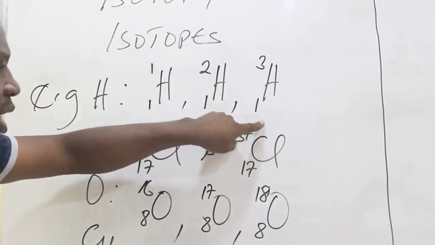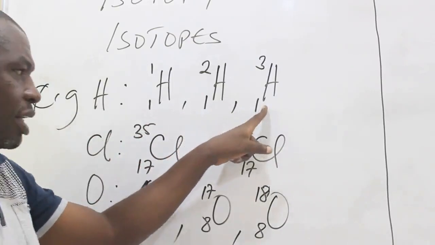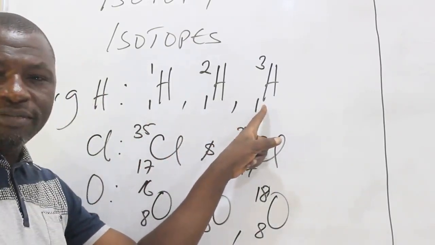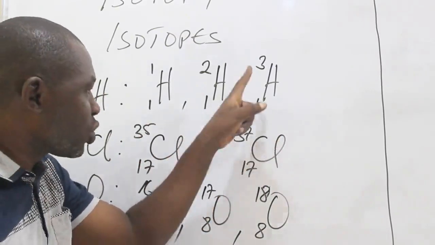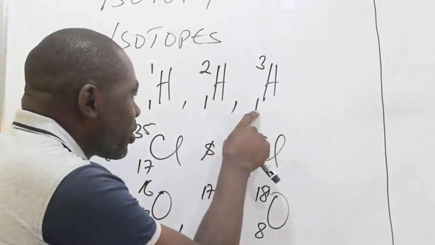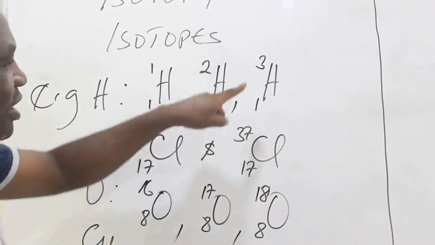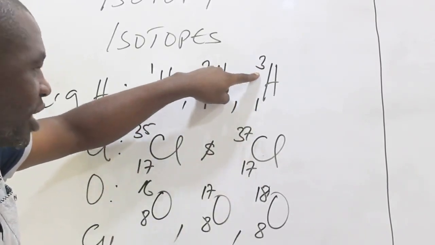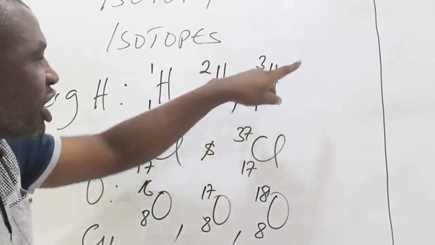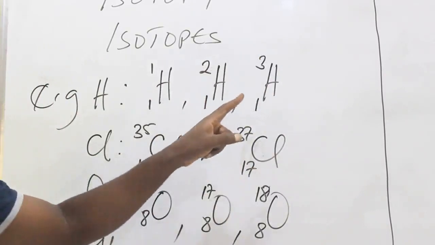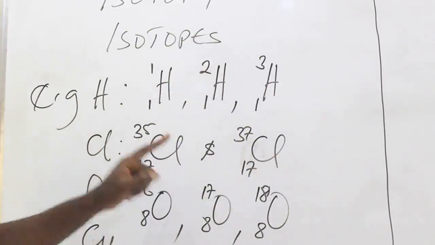What about this one? How many neutrons do you think this hydrogen isotope has? Yes, you are correct, 2. Because the atomic number is 1, which is the number of protons, and since the mass number is 3, if you subtract 1 from 3, you'll be left with 2. That means the number of neutrons is 2. And that's the same thing you would do here.